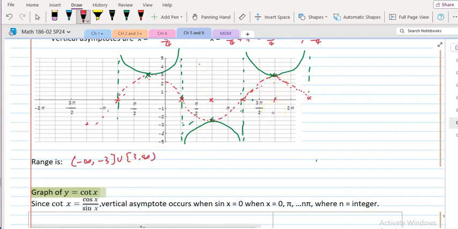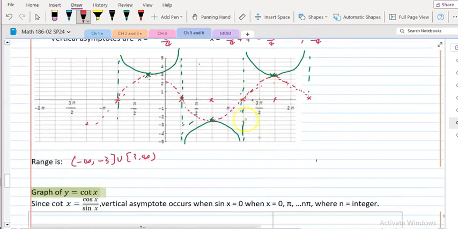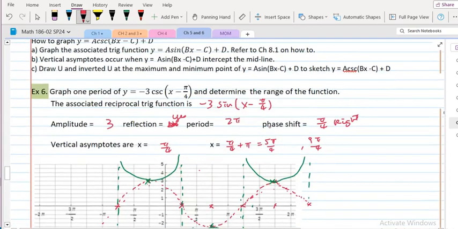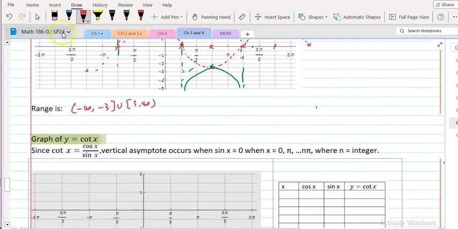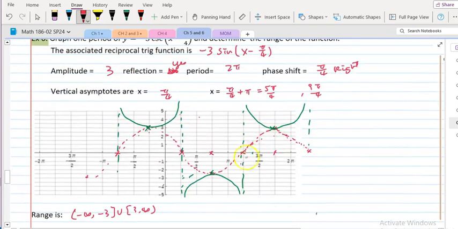Those are the sine graph. The green one is the actual cosecant graph. So this is how you graph secant and cosecant. Basically, you graph a sine or cosine, and then you U-shape it, and that's it. When there is an x-intercept, or when cosine or sine becomes 0, then you have a vertical asymptote.